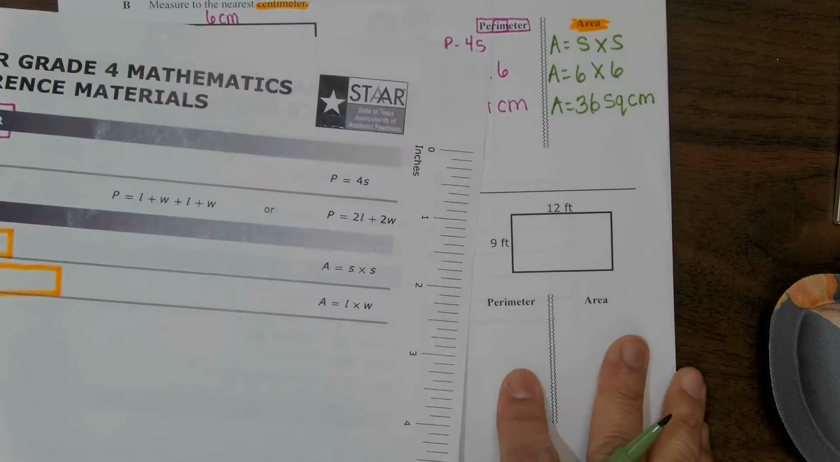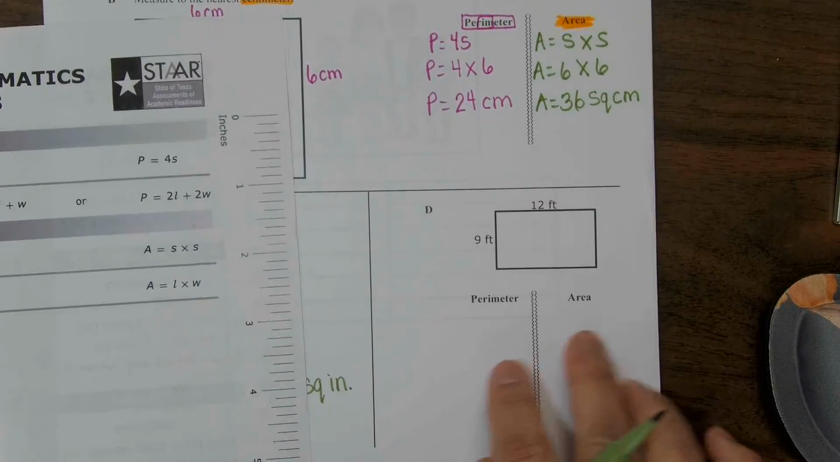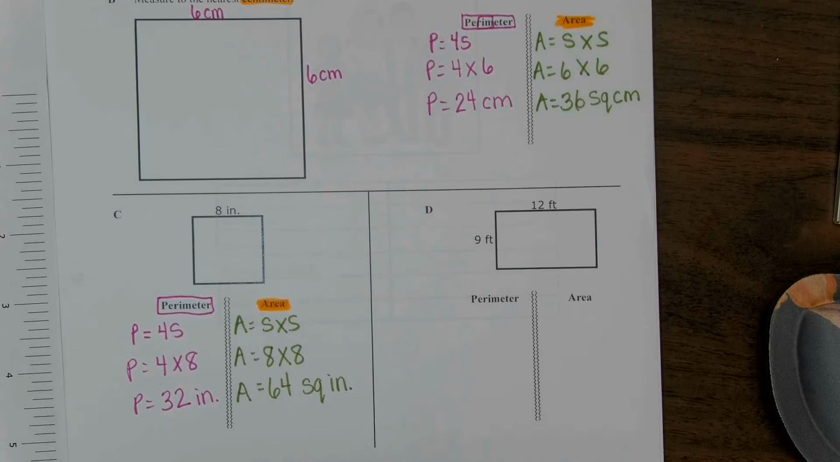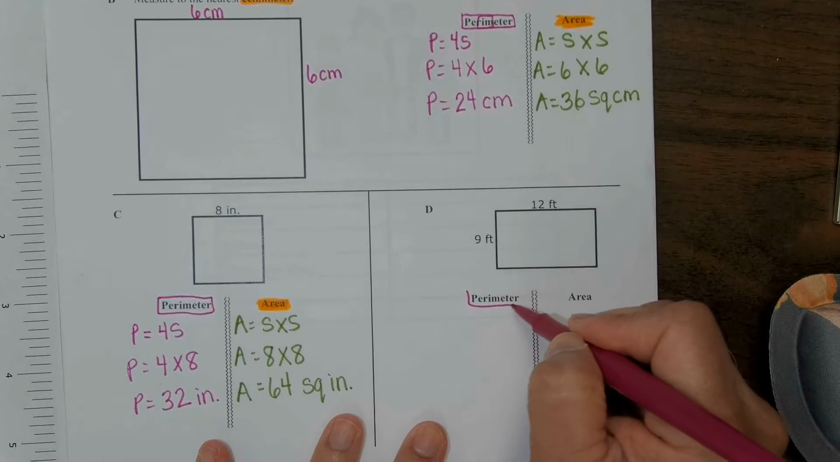Letter D, we are finding the perimeter and area of a rectangle. The measurements are already given. So perimeter is the outside.